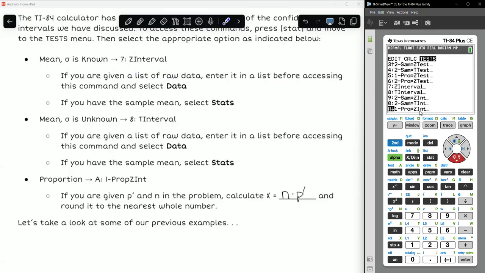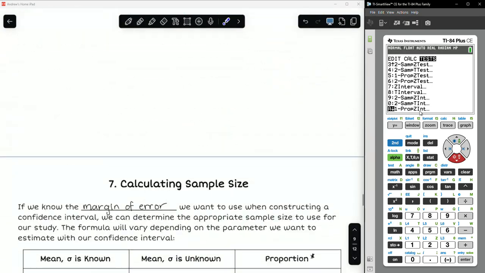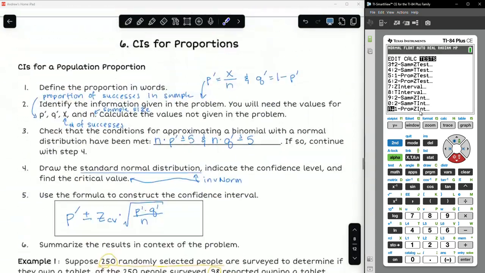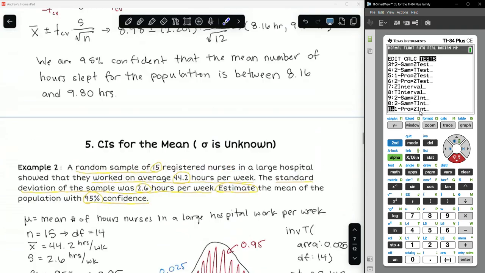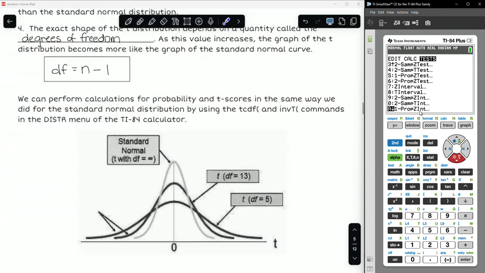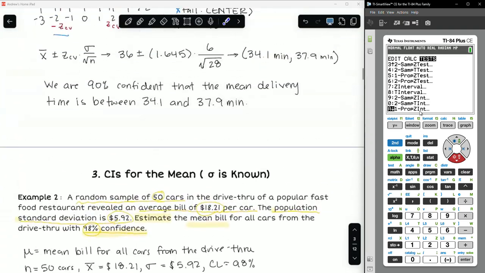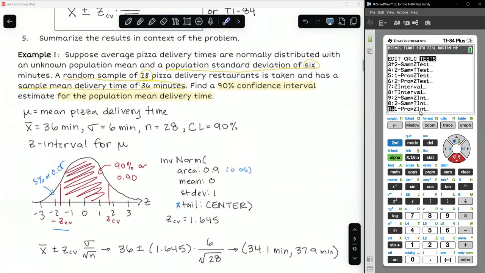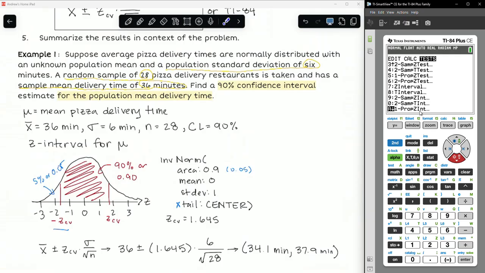We're going to go ahead and look at some of our previous examples to see what they look like on a calculator. So let's go ahead and go back to our very first confidence interval video, which was a confidence interval for means where we knew the population standard deviation. So we are going back to our average pizza delivery time example. And in this case, we wanted to construct a 90% confidence interval for the population mean delivery time.